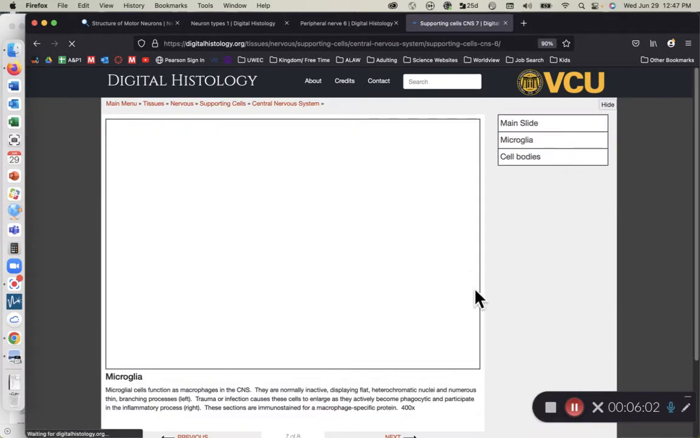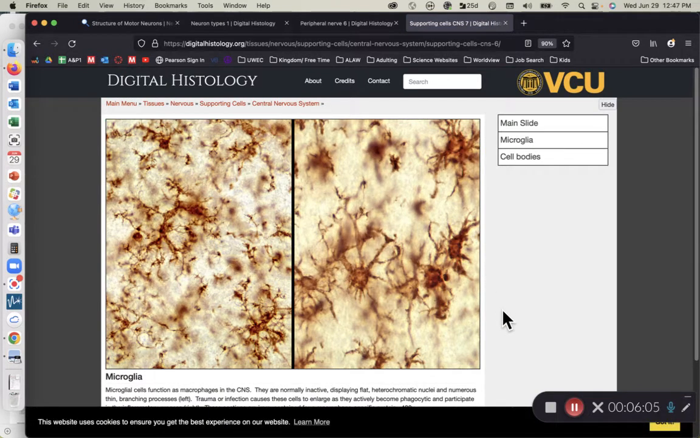And then as we look at microglial cells, these can be thought of as the white blood cells or macrophages of the central nervous system. They oftentimes are going to resemble a small astrocyte in appearance.